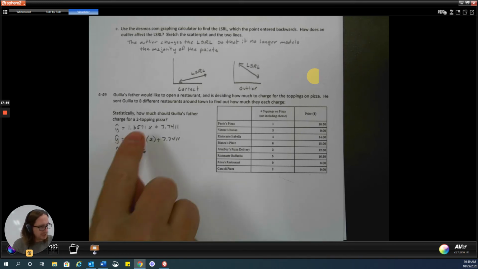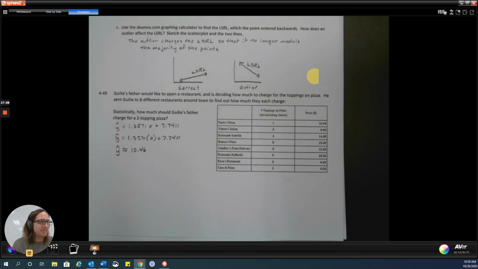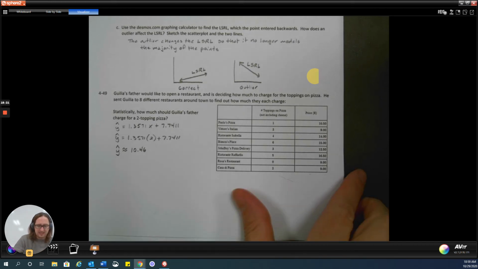So the least squares regression line, again, is the best line of fit because it has the least residuals, so the least amount of distance from your model line. And that's what you want to do. You want to limit how far away your actual points are from your predicted line. And this is the line that would model that. All right, let's go to the second page.